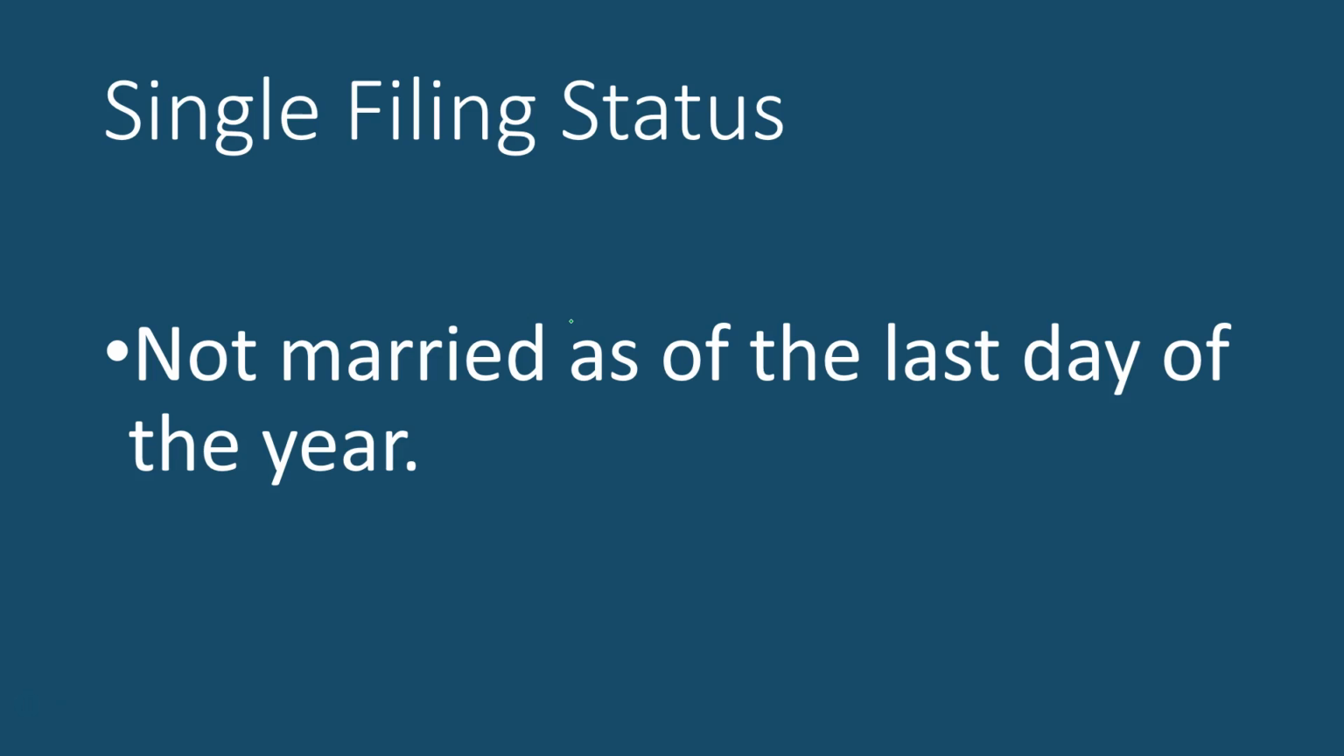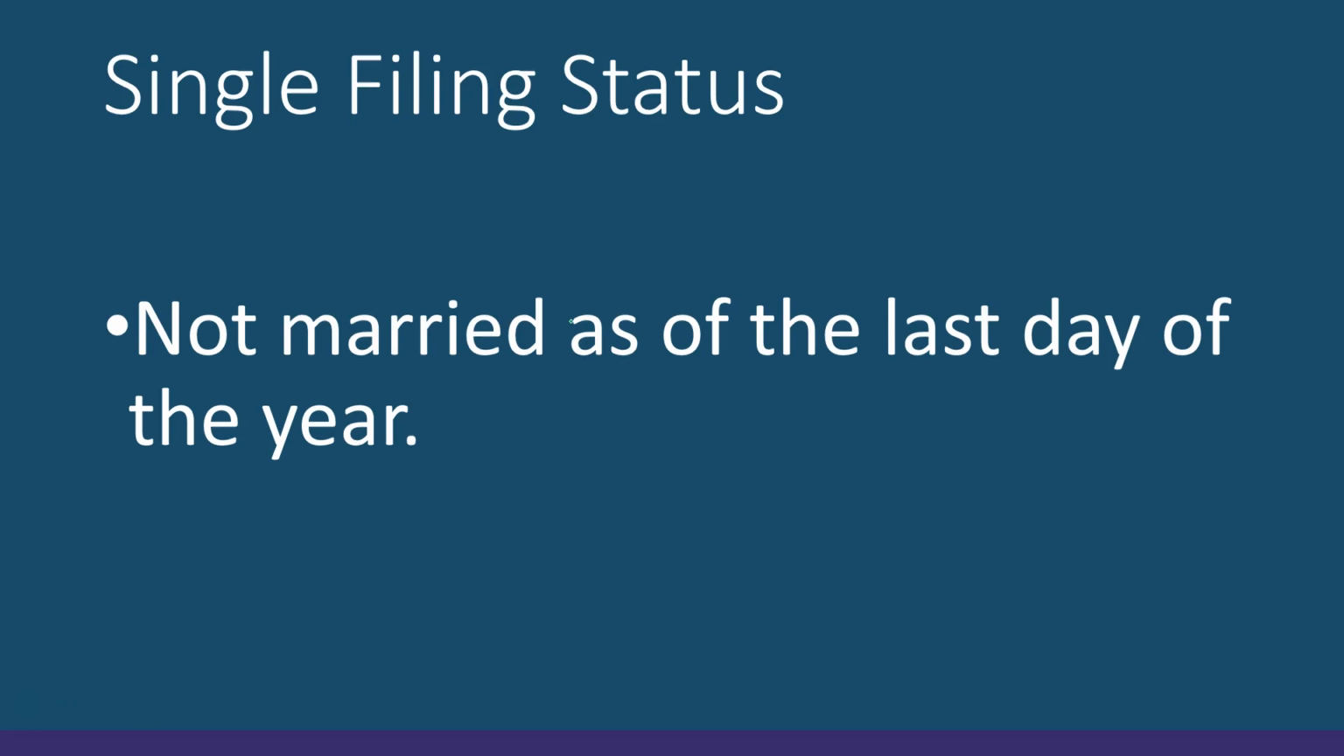So obviously not married as of the last day of the year means that we can file in one of two sections. It's either going to be head of household or single, unless we're a widow or widower. So we would rather get head of household, and in order to do that, we'll talk about in a second, you would need a qualified dependent. So otherwise, we would be filing as single.